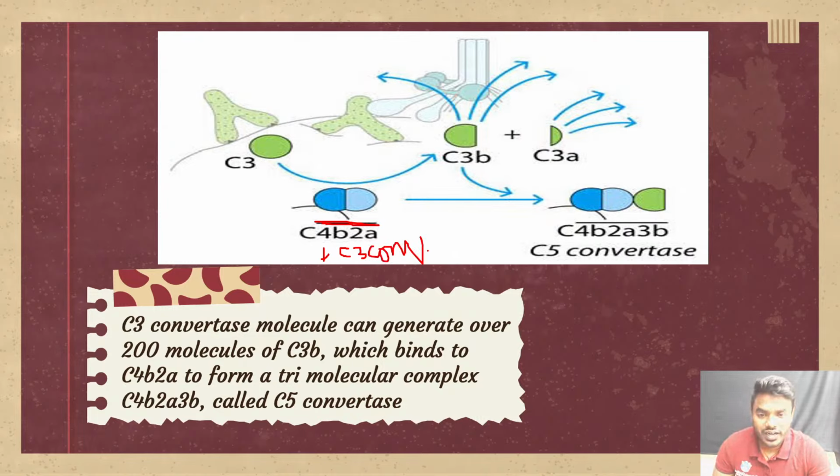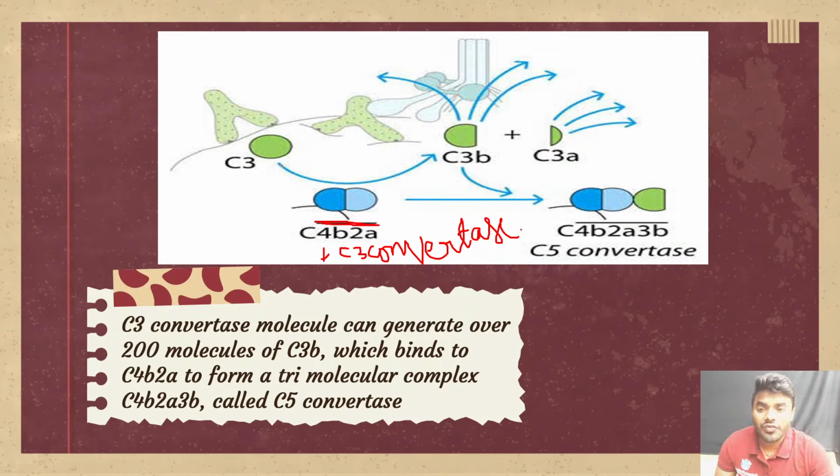Some students will get confused here. Don't get confused. C3 convertase is the name of the enzyme. And you can ask me a question, sir, what is the function? You have to listen to me very carefully here. What is the function of a C3 convertase? Friends, the ultimate function of a C3 convertase is to break down the C3. That's the only function.